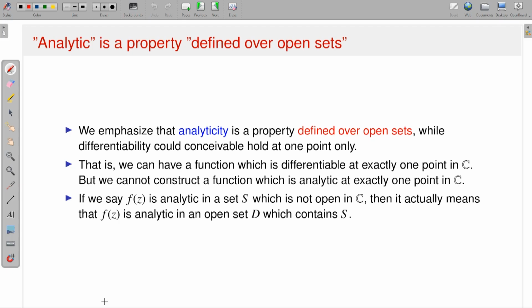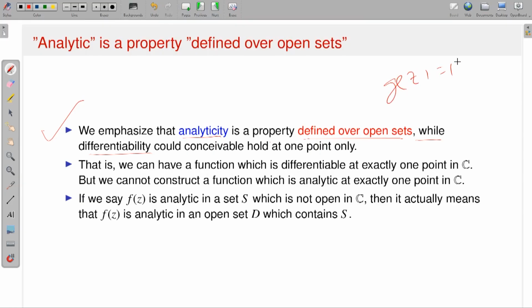So, a couple of observations. As I already discussed, we emphasize that analyticity is a property defined over open sets; that's how we get the definition. While differentiability could conceivably hold at one point only. So if I ask whether you can construct a function which is analytic at exactly one point and not elsewhere, it is not possible, because analyticity at a point automatically implies analyticity at a nearby point. However, you can have a function that is differentiable at exactly one point and nowhere else. What kind of function? I already discussed it: g of z is equal to mod z squared.